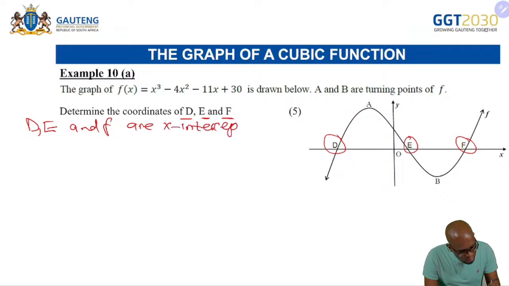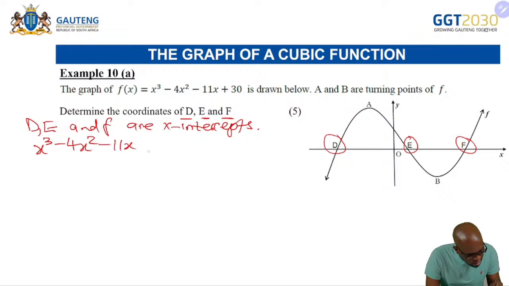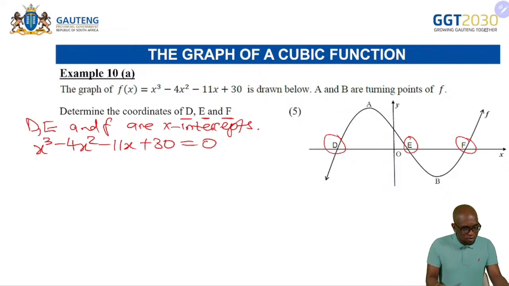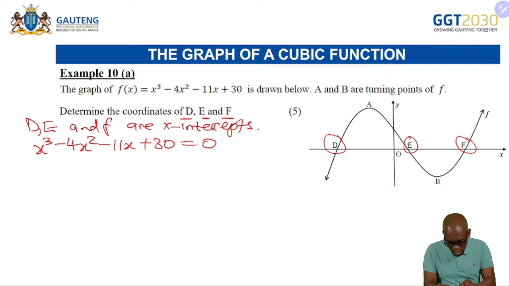In order for us to find the x-intercept, we put y to be 0, which means we would have x cubed minus 4x squared minus 11x plus 30 is equal to 0. Now, to solve for this, we need to use the factor theorem. We'll try out factors, plus 1 and minus 1, until we get 0. So we're going to use trial and error to find the factors here. If you use minus 1, it is not a factor. If you use minus 2, it's not a factor here.